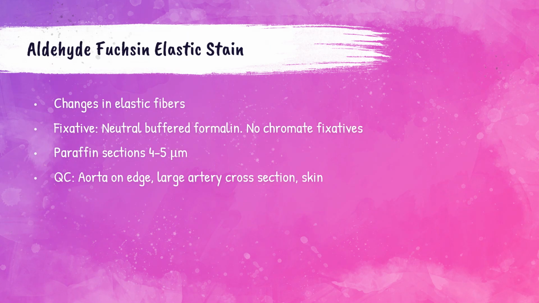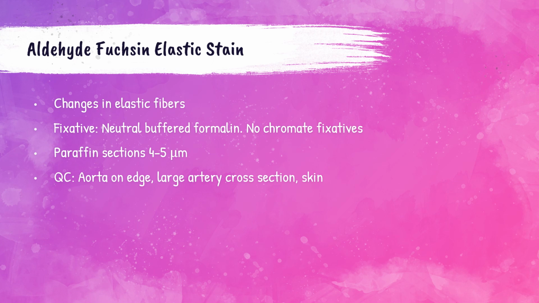The next connective tissue stain is the aldehyde fuchsin elastic stain. This is used to show changes in elastic fibers. In this stain, hydrochloric acid and paraldehyde combine with basic fuchsin, which forms an aldehyde fuchsin, and this has an affinity for elastic fibers. The preferred fixative is 10% neutral buffered formalin. Chromate fixatives cannot be used for this stain.